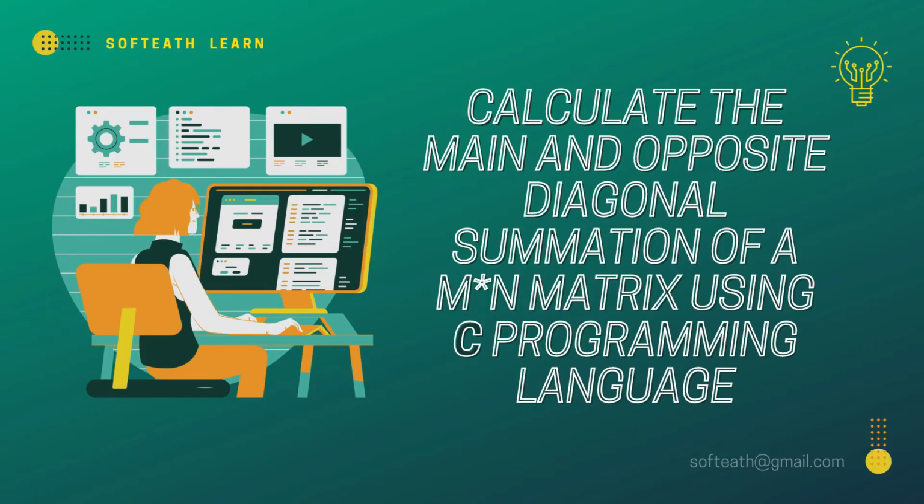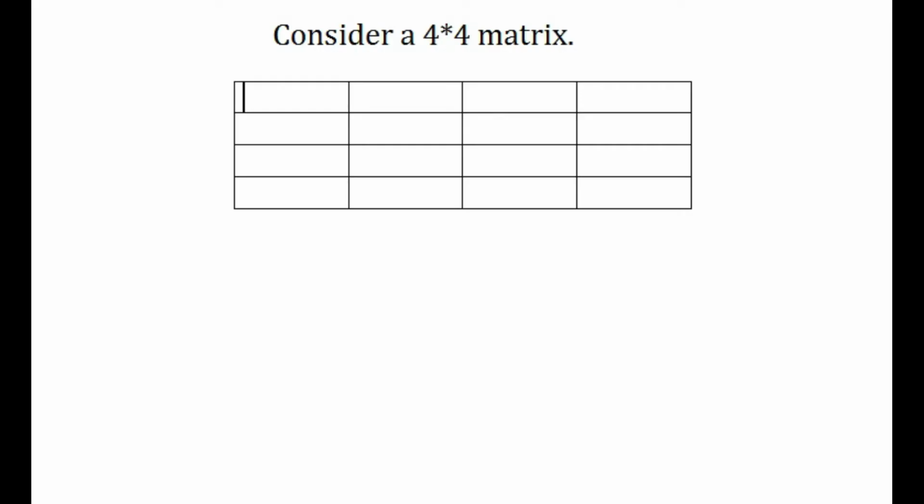Today we are here to calculate the main and opposite diagonal summation of an M cross N matrix using the C programming language. Before programming, let's look at the theory. That is, consider a 4 cross 4 matrix having elements 1, 2, 3, 4, 5, 6, 7, 8, 9, 10, 11, 12, 13, 14, 15 and 16.